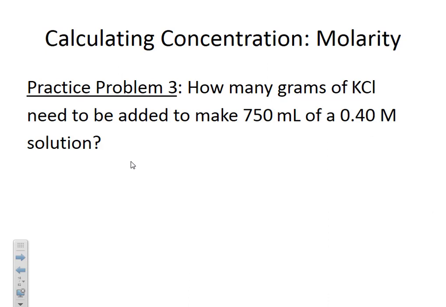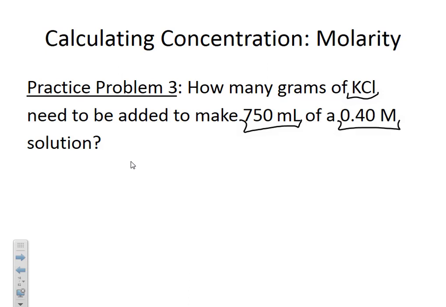Looking at example number 3, it says how many grams of KCl need to be added to make 750 milliliters of a 0.40 molar solution. So as we look at those, we want how many grams of KCl need to be added to make 750 milliliters of our 0.40 molar solution. So we know our ending value here, so we can work backwards.